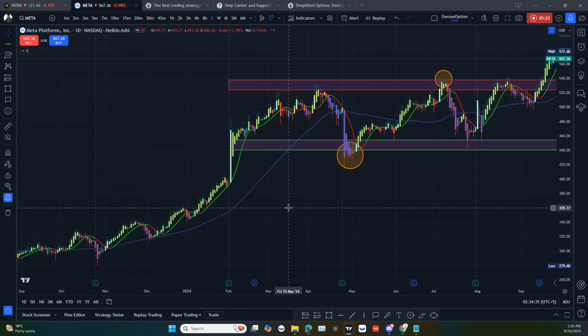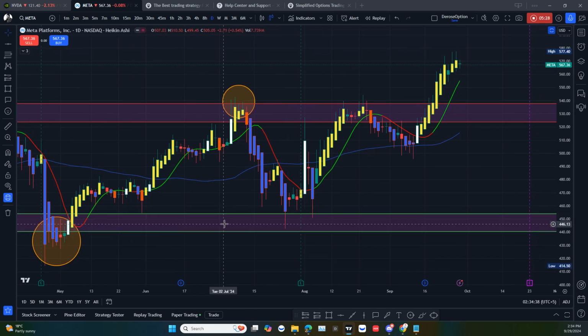Okay, and that is just how you would trade that support and resistance.